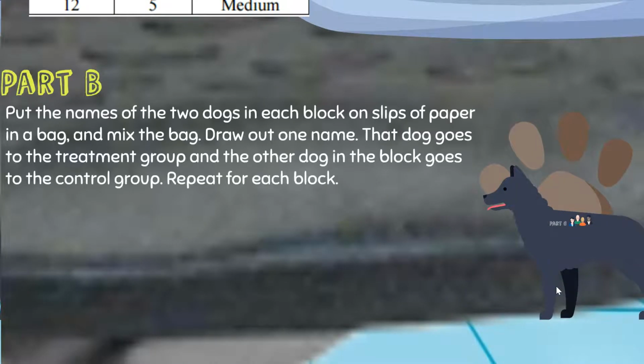All right, part B. So again, randomization, put the names of the 2 dogs in each block on slips of paper, mix the bag, draw one name out. That dog goes to the treatment group. The other one gets the control, and then repeat within each block.